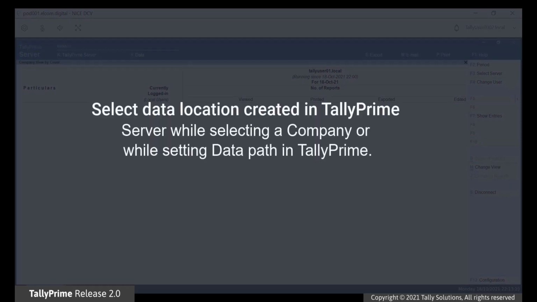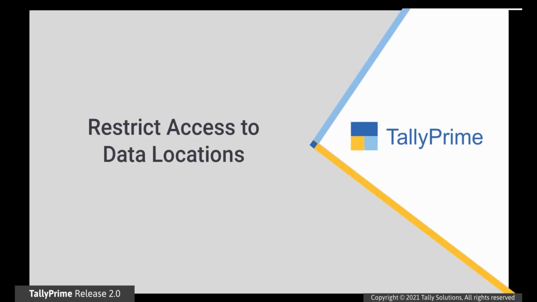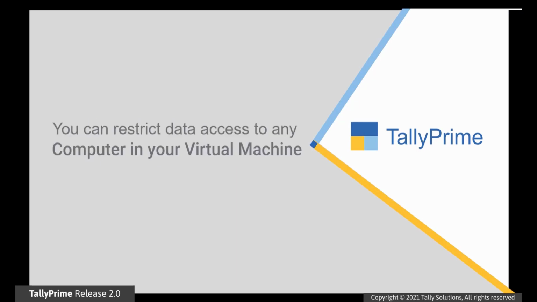You can select the data location configured in TallyPrime server while selecting a company or while setting data path in TallyPrime. In case of a virtual machine having multiple users with each accessing the TallyPrime server data from their respective virtual computer, you can restrict data access to any of these computers.